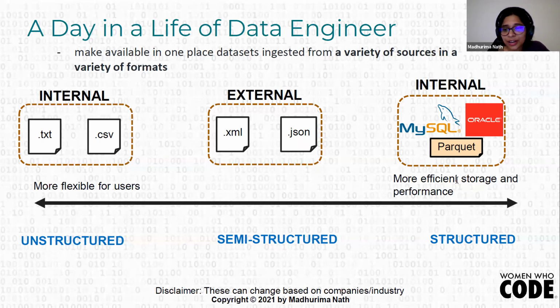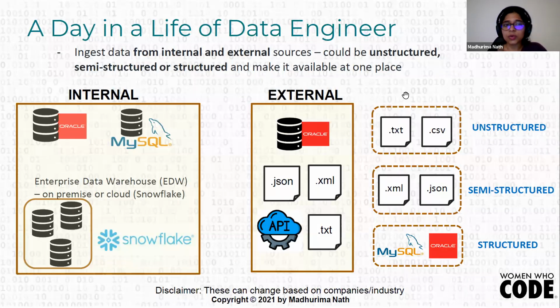efficient storage and performance-wise. So just to summarize, I can have multiple sources, internal and external. I can have structured, semi-structured, or unstructured data. And what I need to do is combine all of them and make it available in the same place. That's how I have to design my pipeline so that it can do all of these things.